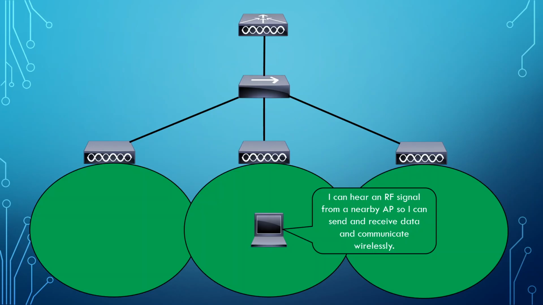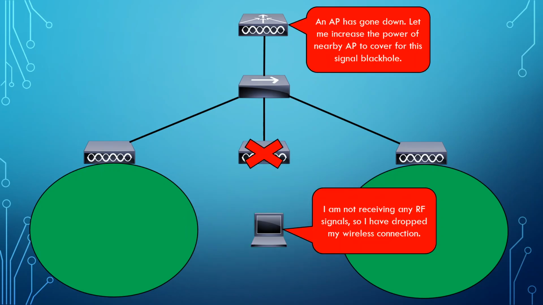So let's have a look at an example of this automatic recovery. In this case, we have this client over here. It's receiving an RF signal from a nearby AP, so you can send and receive data over RF signals. You can communicate wirelessly. In this case, let's say this is AP2. AP2 goes down, so now we have a coverage black hole. A signal black hole or coverage black hole means that there's a certain part in our wireless network where there's no wireless coverage.